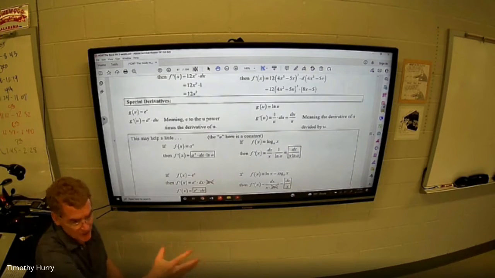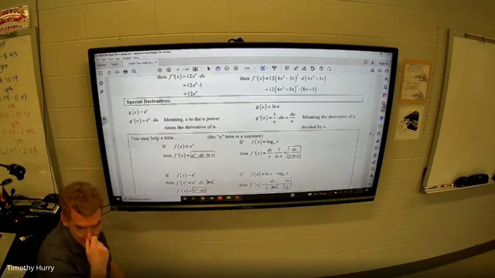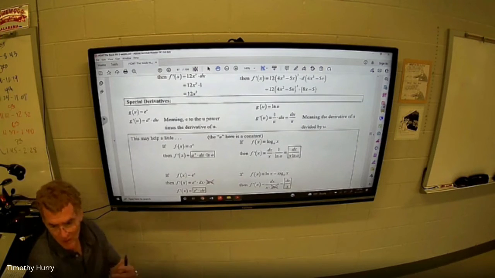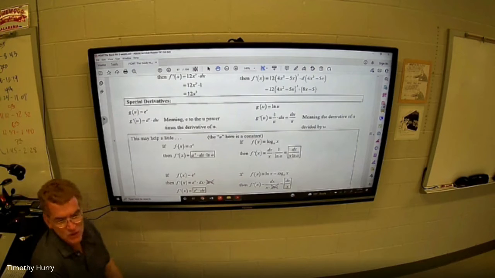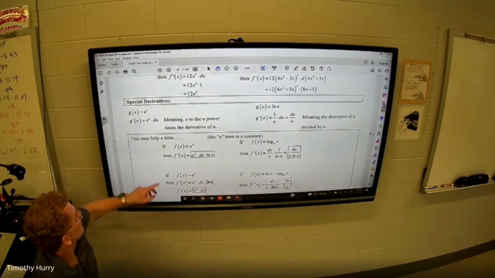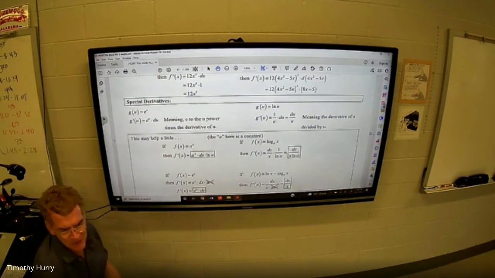If it's added to something, we know we do each one separately, right? If it's multiplied by something, we do a prime. But if it's just an exponential, you copy it down, no matter how ugly it looks. You'll see that in a second. Now, what is times the derivative of the exponent?